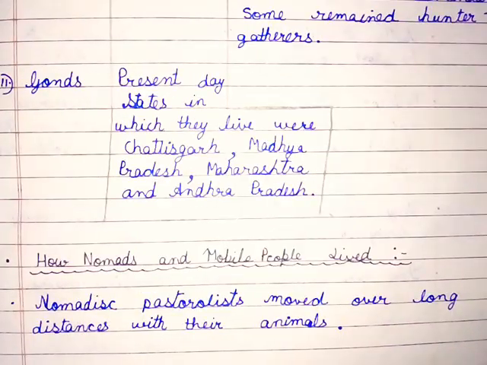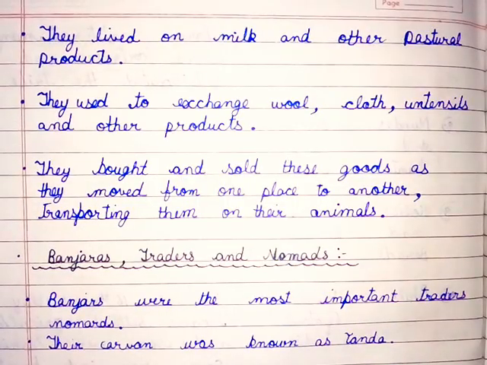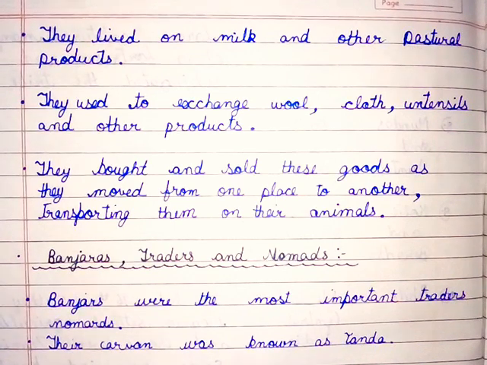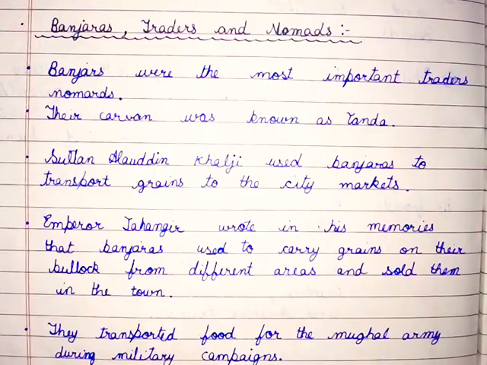How nomads and mobile people lived. They lived on milk and other pastoral products. They used to exchange wool, cloth, utensils and other products. They bought and sold these goods as they moved from one place to another, transporting them on their animals.